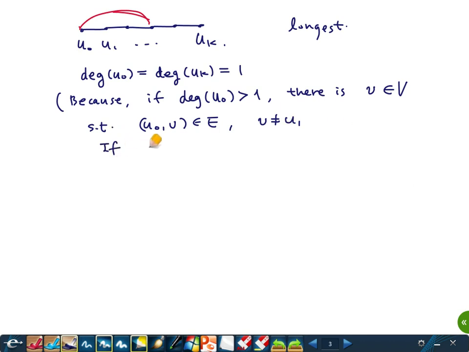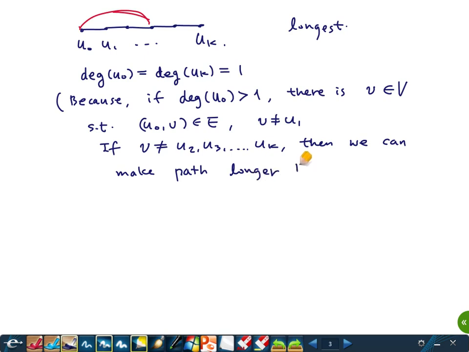If V is different from u2, u3, uk, then we can make the path longer, right? By adding V, like this: V, u0, u1, uk. This is longer than this. But our assumption is that it's the longest path. Contradiction, right?